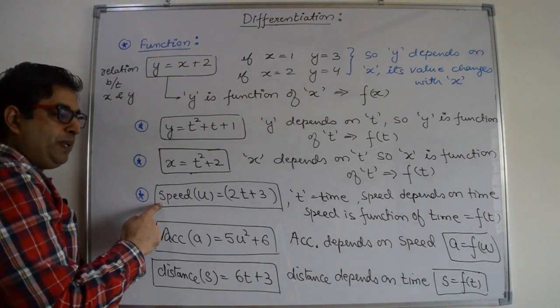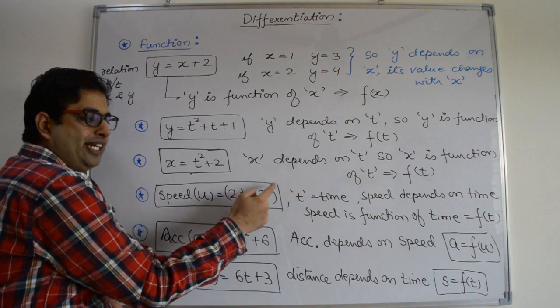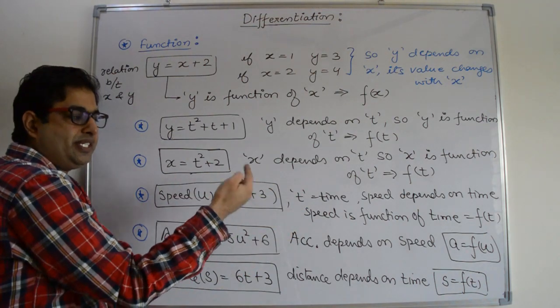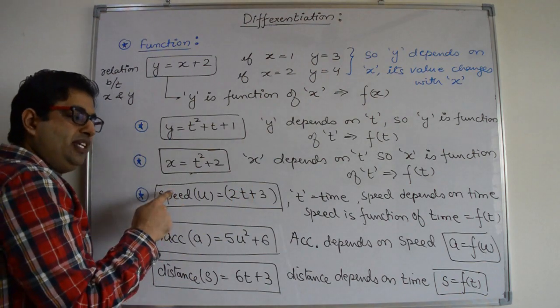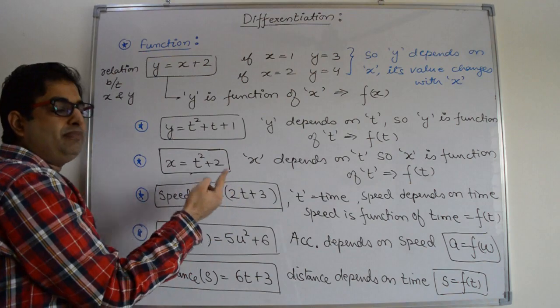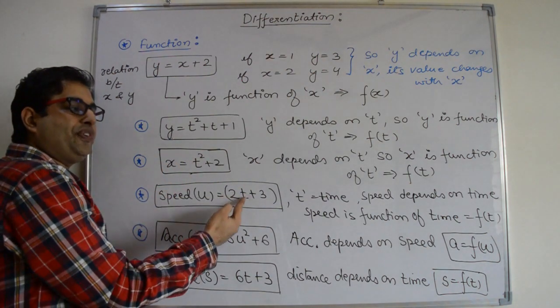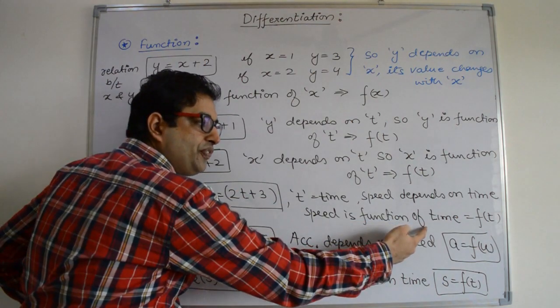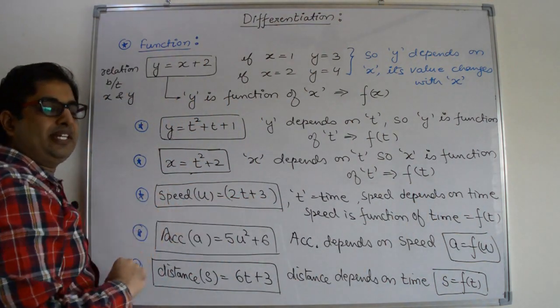Next, speed is 2t plus 3, where t is time. That means as time increases, speed will also change. So you can say speed depends on time. If speed depends on time, then mathematically we can say speed is a function of time. Speed is a function of time, f(t), and f(t) is 2t plus 3.